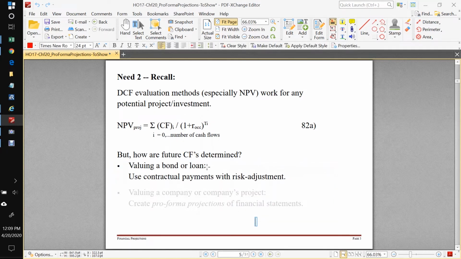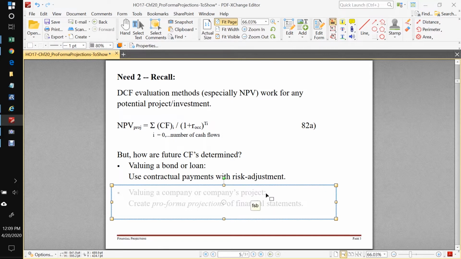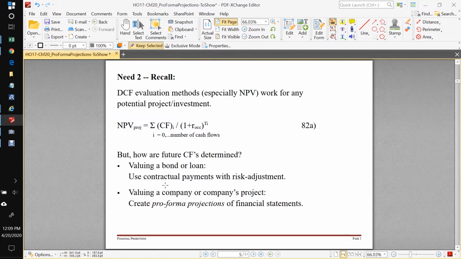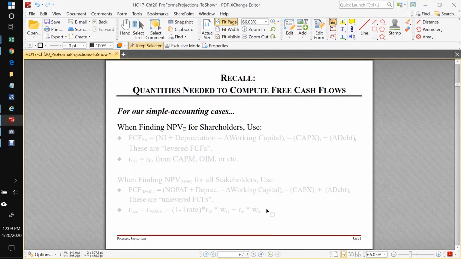And we saw that with bonds or loans, it's relatively straightforward, right? We can use what the contract says the cash flows have to be, and provide some risk adjustment. And we looked at different models for providing risk adjustment, particularly the opportunity investment model. If we're valuing a company or a company's project, it's much more difficult. But if we create pro forma projections of our financial statements, we can project what our free cash flows are going to be in the future.